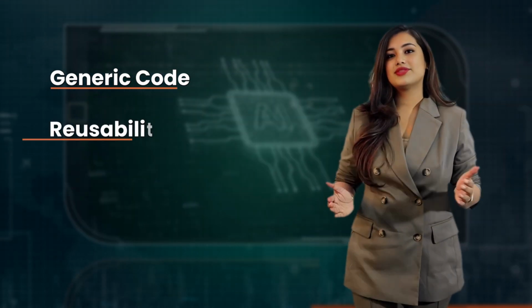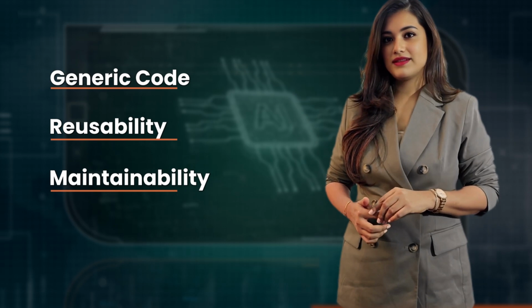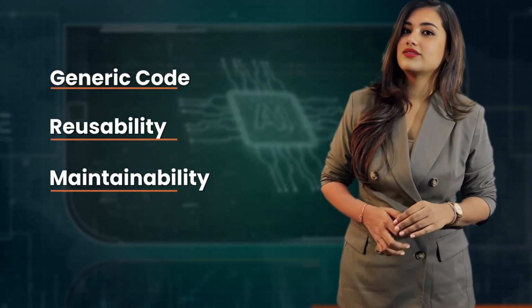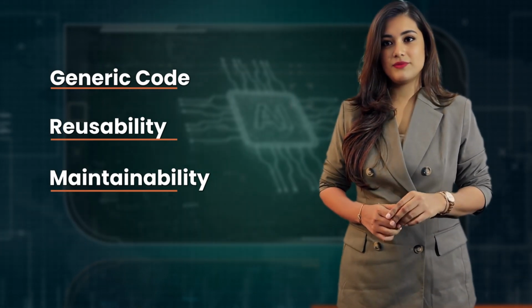Polymorphism allows developers to write more generic and reusable code, reducing redundancy and improving maintainability. This is particularly useful in large-scale software projects. In summary, polymorphism enhances code flexibility and reusability by allowing methods to be used in different contexts, either at compile time or runtime.